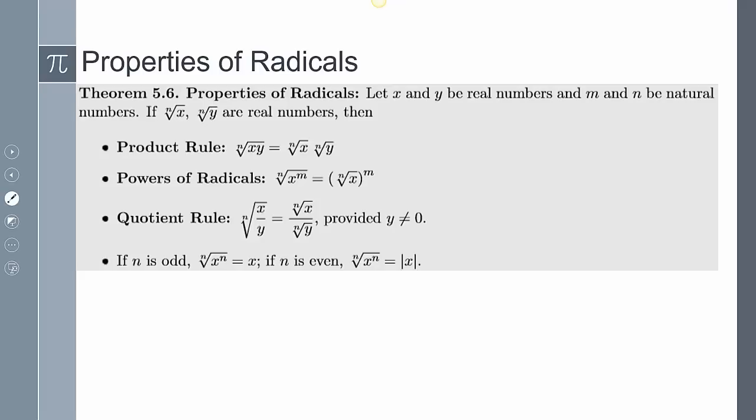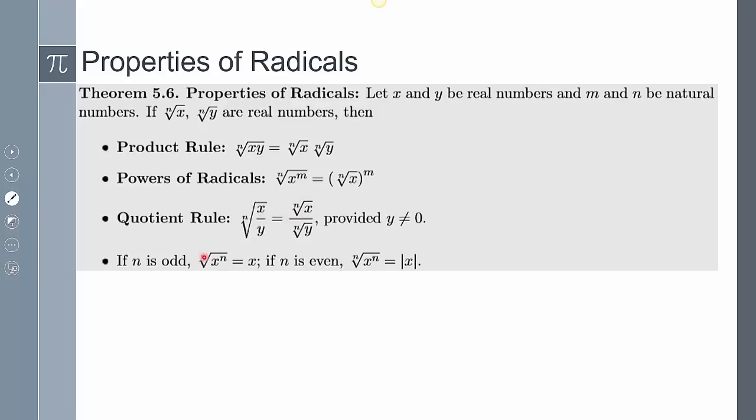Now we're going to go over a few properties of radicals. If the nth root of x and the nth root of y are real numbers, then the product rule says the nth root of xy equals the nth root of x times the nth root of y. Power of radicals: all this is saying is that if I have a power on the inside, I can bring it to the outside. The quotient rule says that if you have the nth root of things divided top and bottom, you can rewrite it as the nth root of the top over the nth root of the bottom. But this is a two-way statement, so if you had it like this, you could also end up writing it like that.